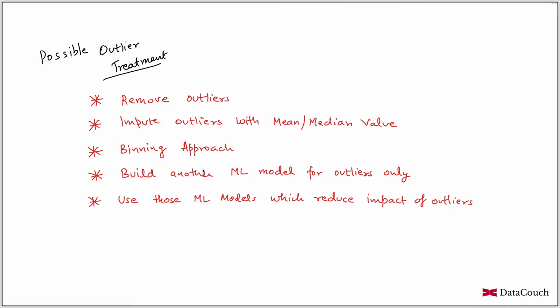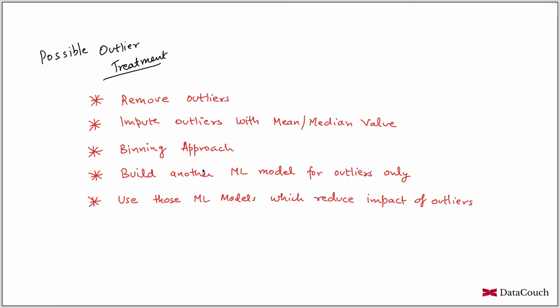That is one approach. The second approach is imputing outliers with some mean value or the median value. So this can be another approach. You want to give some treatment and keep the data points, and you just impute those outlier values with the mean value or median value.